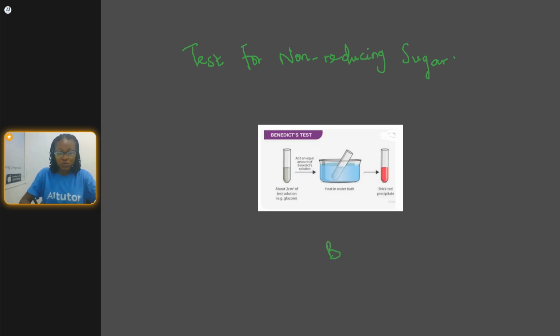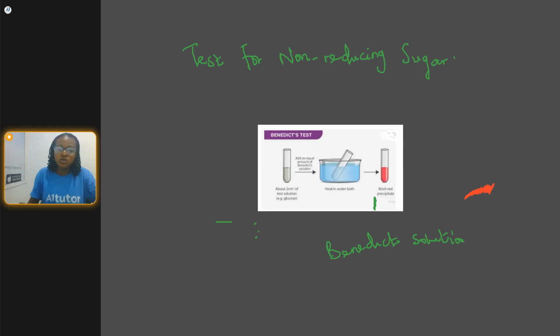You add Benedict solution to the food sample. As you can see, this is where you have your solution, about 2 cubic centimeters of test solution, e.g. glucose. Add an equal amount of Benedict solution, then heat in a water bath. So this requires heat. When you heat it and it gives you brick red, it means the sample has a non-reducing sugar.